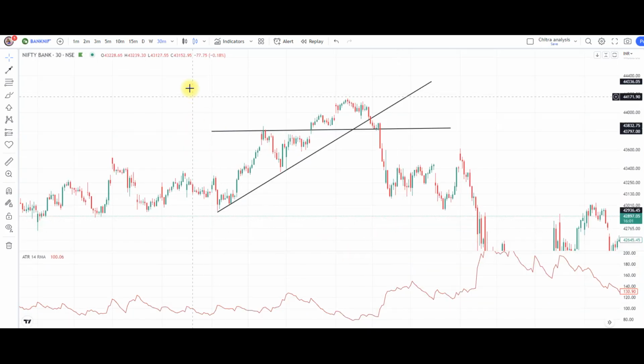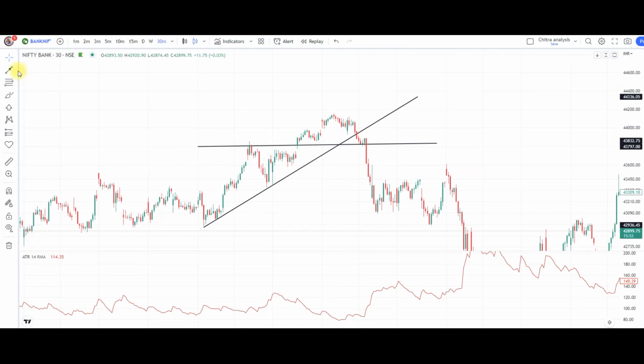This is the Bank Nifty 30 minutes time frame chart, and I have drawn the trend line. This is the trend line and the major resistance level. So one can enter into the short trade if this resistance level is taken out. You can see the red candle here. We can go into a short trade if this resistance is broken.